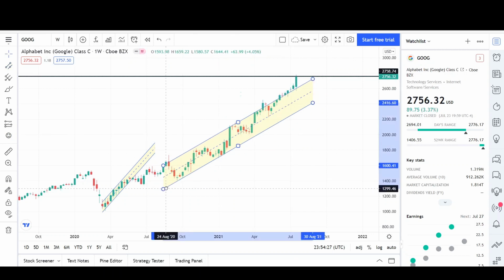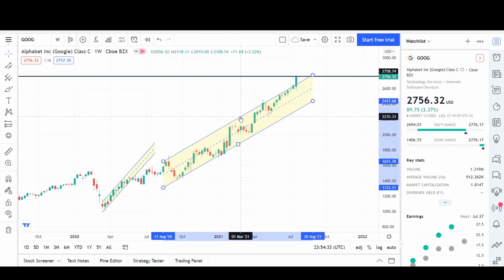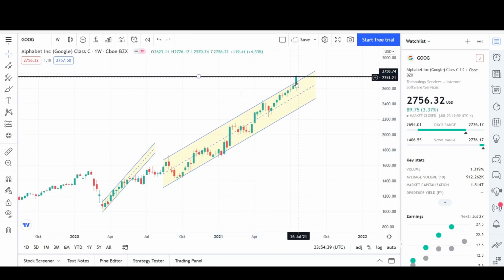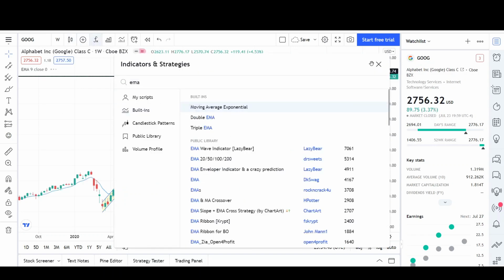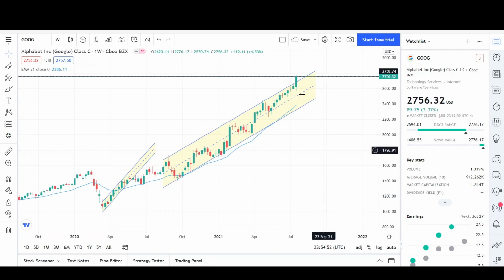So that fits pretty nicely about right there. Give me a second. Right about right there. So yeah, we also are pretty far away from the EMA here as well. Let's put the 21 EMA back on the chart. So we're actually really far away.